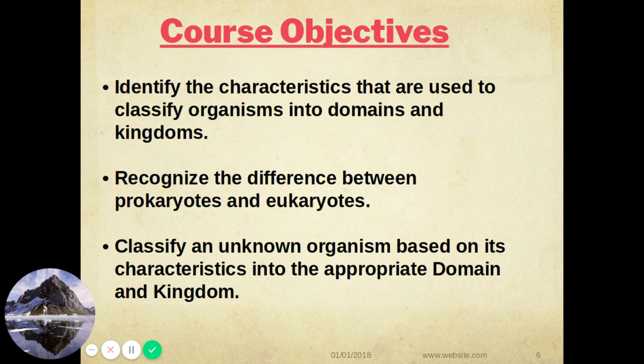Course objectives. My course objectives for my site are based here. Identify the characteristics that are used to classify organisms into domains and kingdoms. Recognize the differences between the two types of cells, prokaryotes and eukaryotes. And of course, take all that information and be able to classify an unknown organism, because we have those questions. Those questions are on the interim assessment, and of course, those questions are throughout the unit as well. And I want them to be successful. The more confident they are with the vocabulary, the better they will perform and the better they are able to complete their unit.